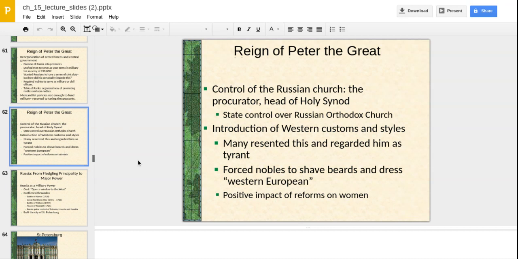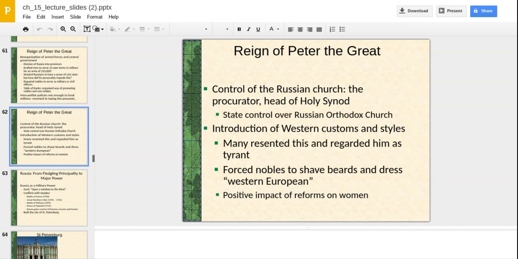Now, much like the Byzantines, remember them as part of the Orthodox Church, Russia is also Orthodox. And just like the Byzantine emperors, he's going to have state control over the Russian Orthodox Church. He's also going to introduce Western customs and styles, even going as far as forcing his nobles to shave their beards because Europeans didn't wear beards. They only had mustaches. This did have many of them view him as a tyrant, although he did allow them to keep their beards as long as they paid a beard tax.